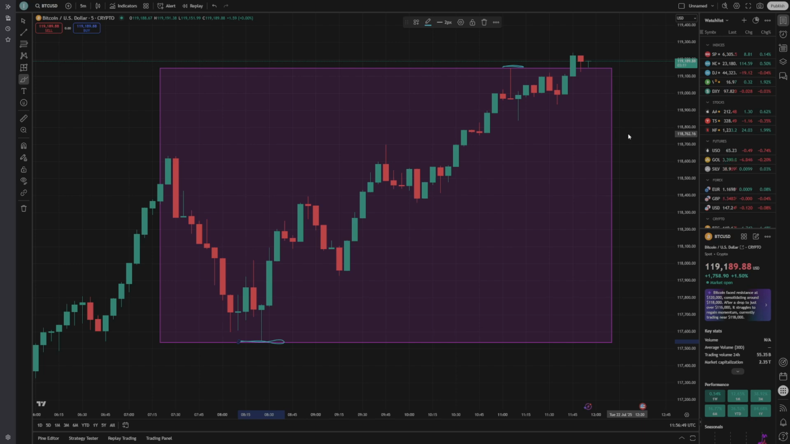Step 2, draw the box, same every time. This part is simple. And it needs to stay consistent. Before every session, draw your box.